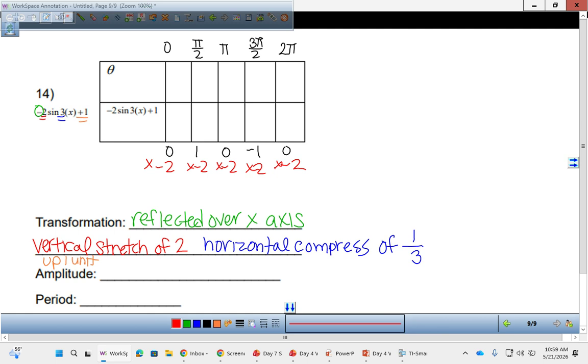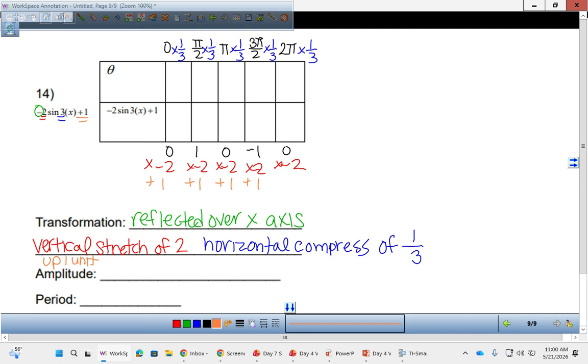The horizontal compress shrinks all of the values. It divides them by 3, or it multiplies them by 1/3. And because it's horizontal, I'm doing that to the x values. And the up 1 unit is vertical. So I'm going up and down. That impacts the y values. So I'm going to add 1.